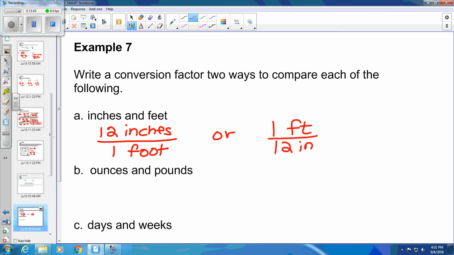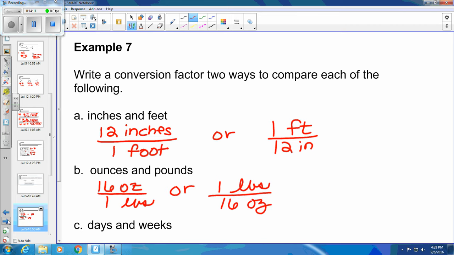Now, let's look at the next one, ounces and pounds. To refresh your memory, there are 16 ounces. OZ is the units, the way we would write that, to 1 pound. Pounds use LBS, and I'm using cursive when I do that, so it doesn't look like I have a 1 here. Or, I can do 1 pound to 16 ounces.